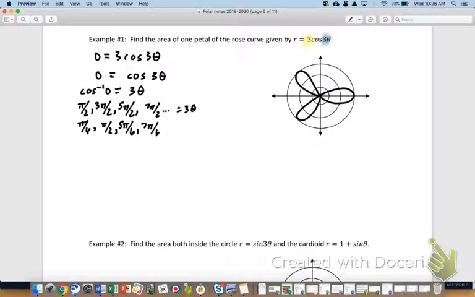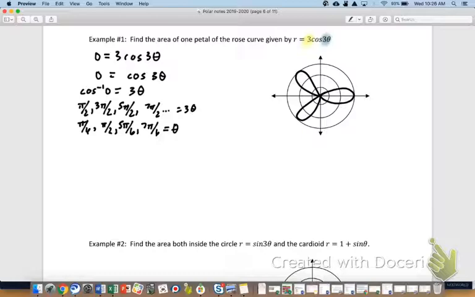Of course, that pi over 2 looks like a little bit of an oddball, but it's really 3 pi over 6. So it's 1, 3, 5, 7 pi over 6, and that's equal to theta. So those would be a selected listing of the angles in which r is 0, right?